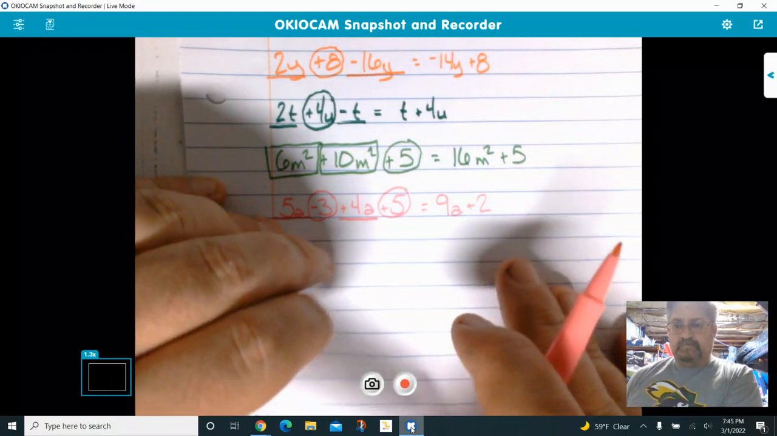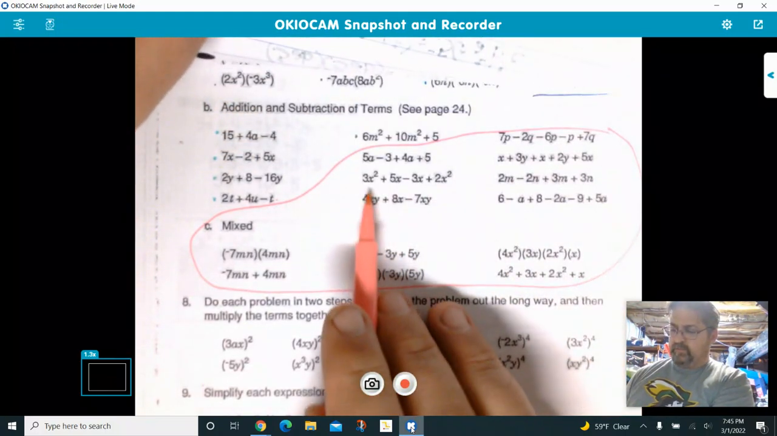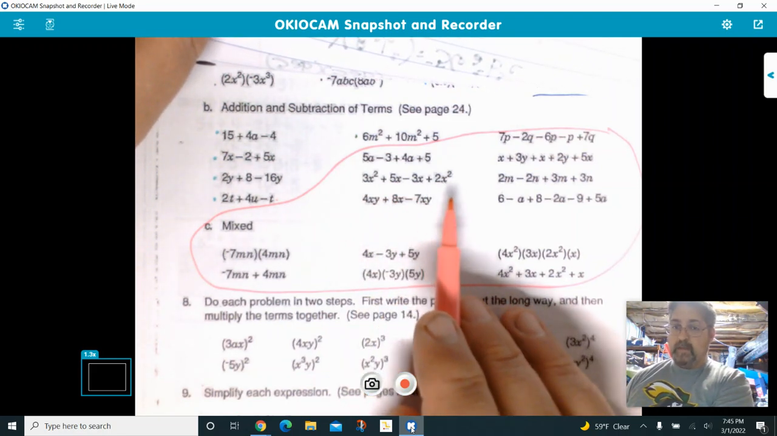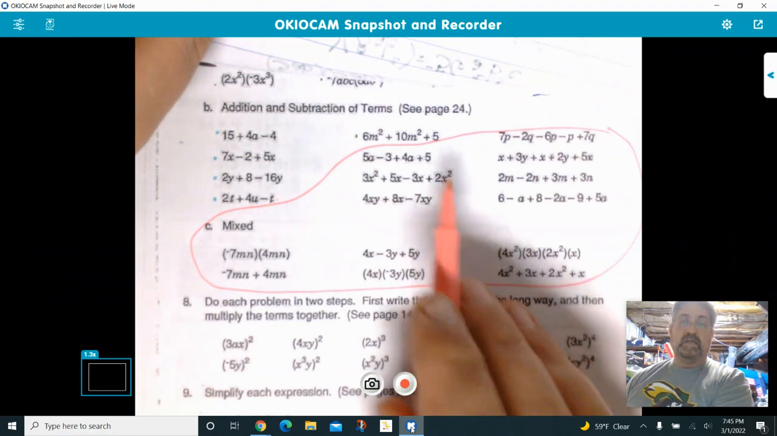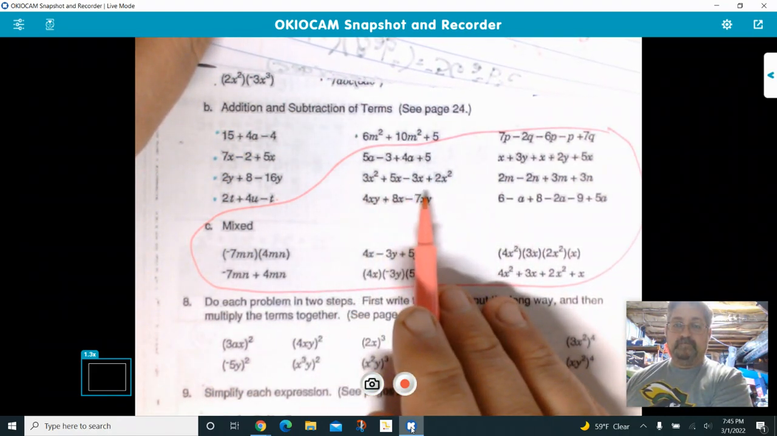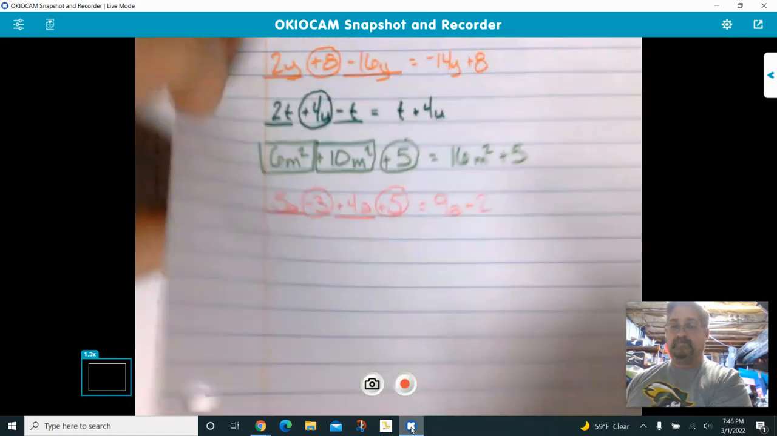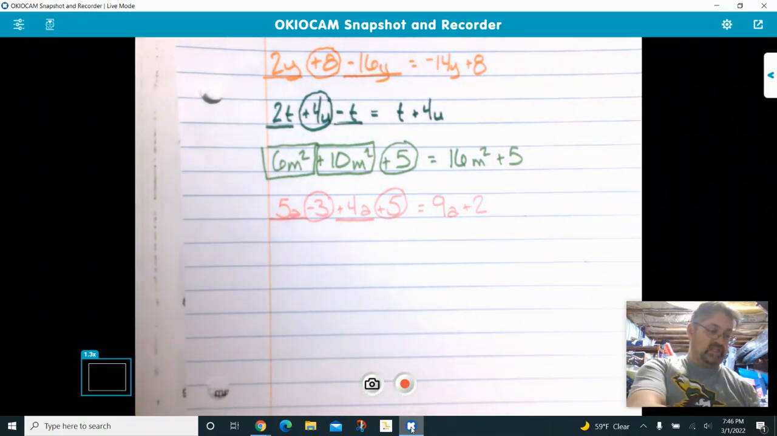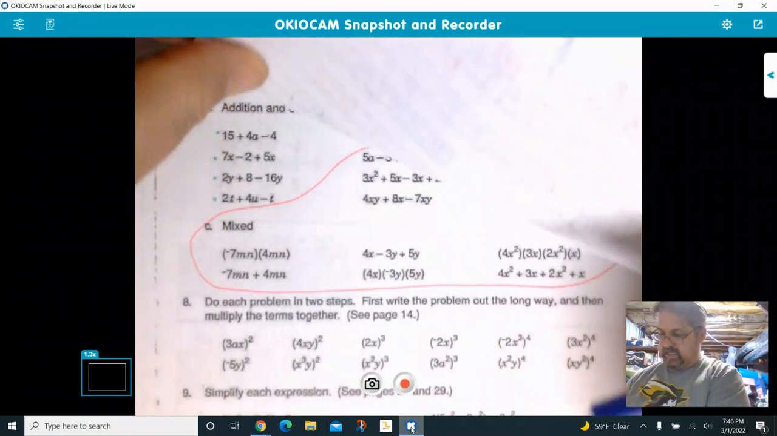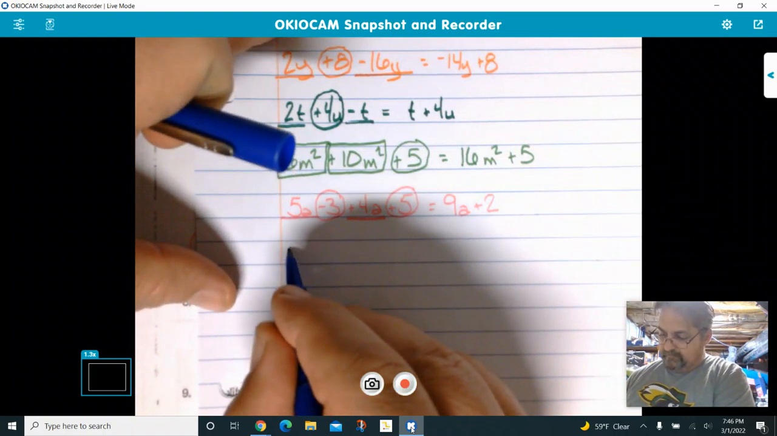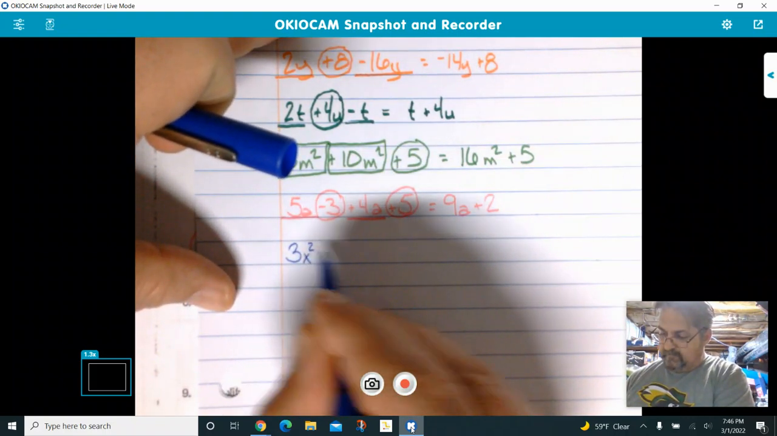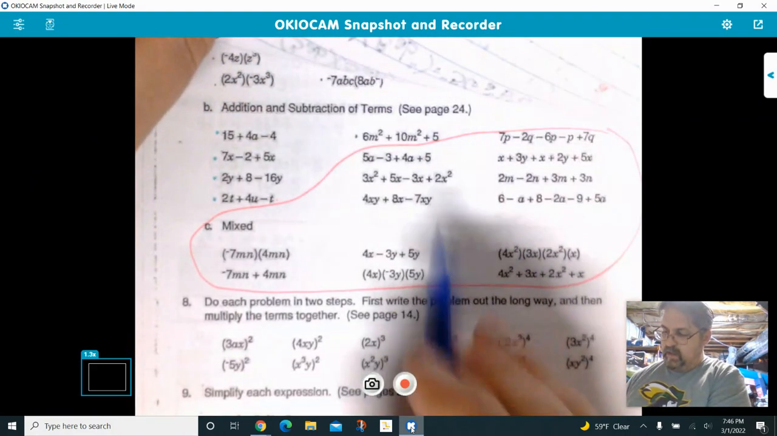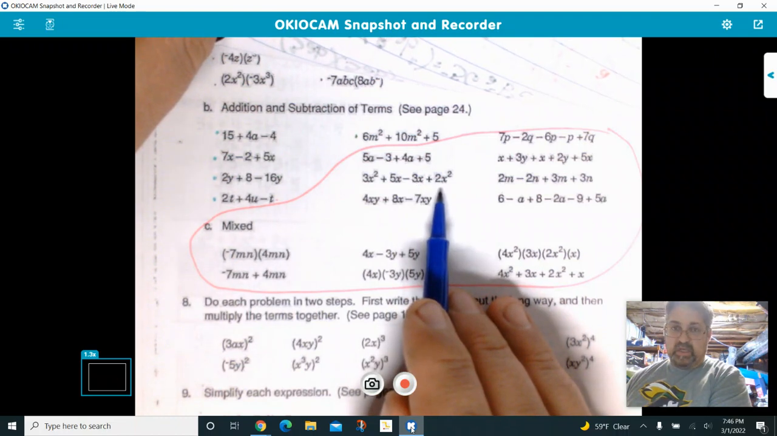Let's look at our next problem, shall we? 3x squared plus 5x minus 3x plus 2x squared. All right, let's copy that problem down, and then we'll solve it. Change markers, because that's what I've been doing. I've been changing my colors every time. And check it again. 3x squared plus 5x minus 3x plus 2x squared.